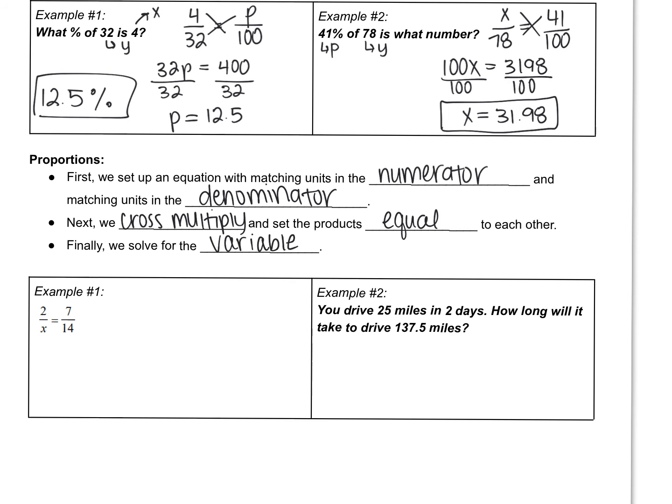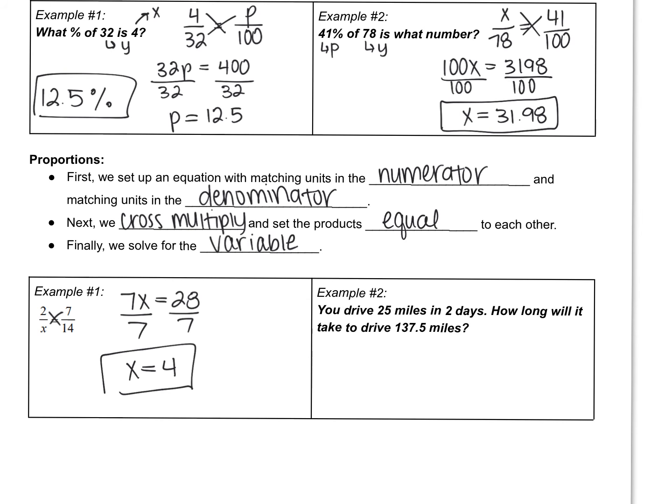Like I said, the most common way we're going to see proportions is in word problems, but that's not the only place. We can have just regular equations, like our first example, 2 over x equals 7 over 14. If I want to solve for x, I'm going to cross multiply. We'll get 7x equals 28, divide by 7, and we get that x equals 4.